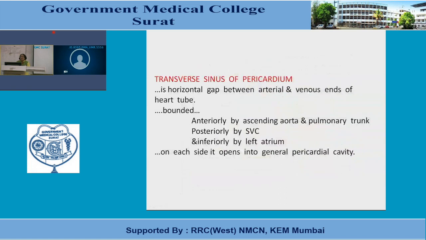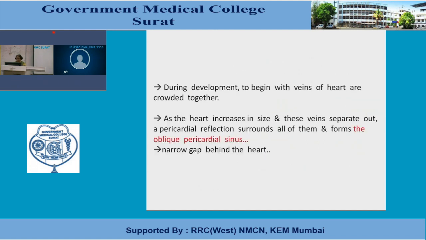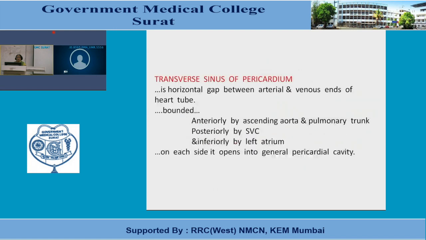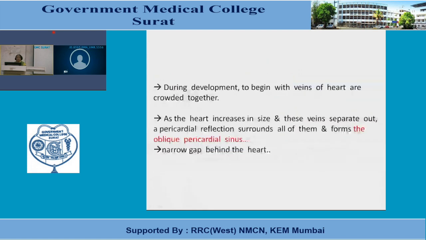So, transverse sinus. What is the transverse sinus of the pericardium? It is a horizontal gap between the arterial and the venous ends of the heart tube, bounded anteriorly by the ascending aorta and pulmonary trunk, posteriorly by the superior vena cava, and inferiorly by the left atrium. On each side it opens into the general pericardial cavity.